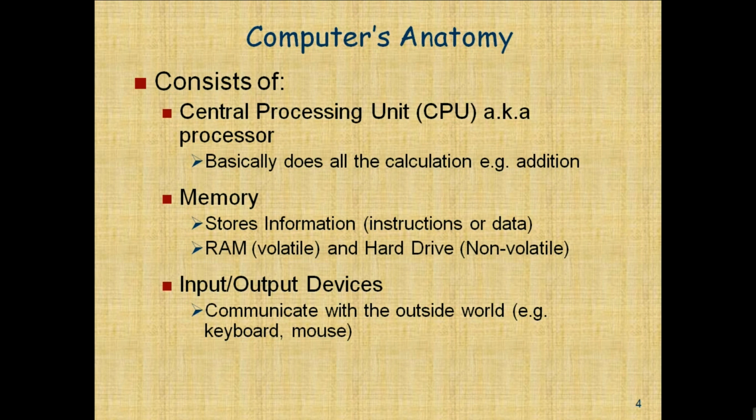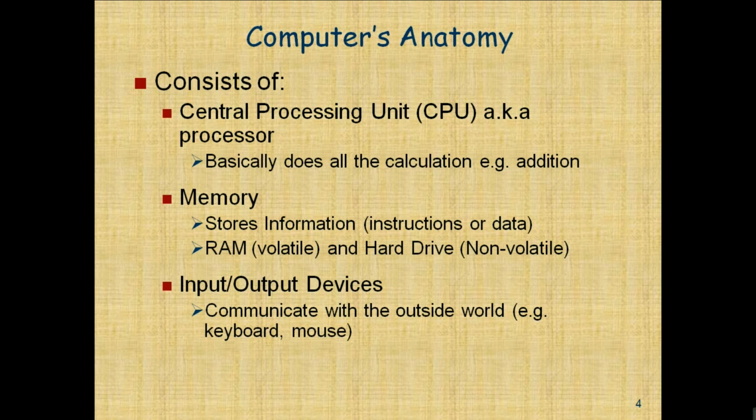Next one, what do we mean by a computer's anatomy? It consists of the central processing unit, one thing. Next one is memory, and next one is input and output devices. What do you mean by a CPU? Central processing unit, also known as the processor. Basically it does all kinds of operations like calculations and some other operations like copying into the computer and doing a lot of operations like that, right?